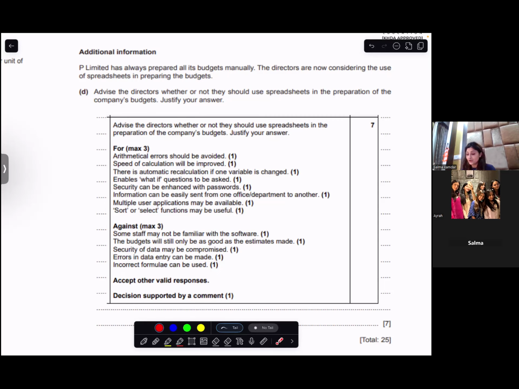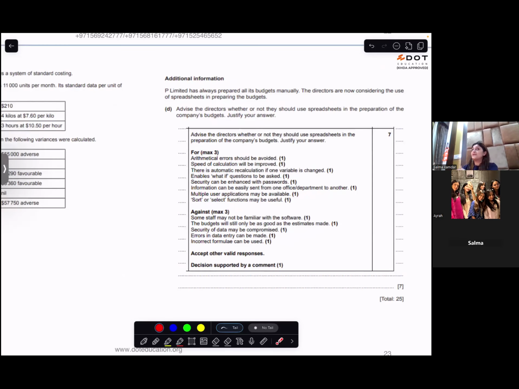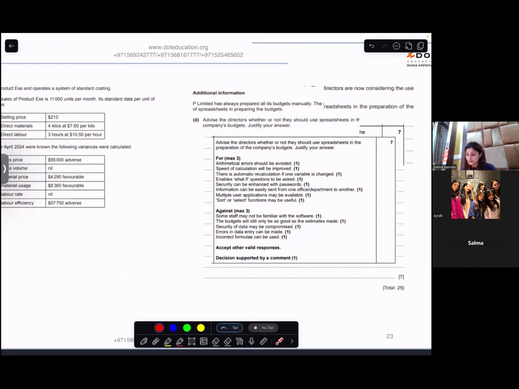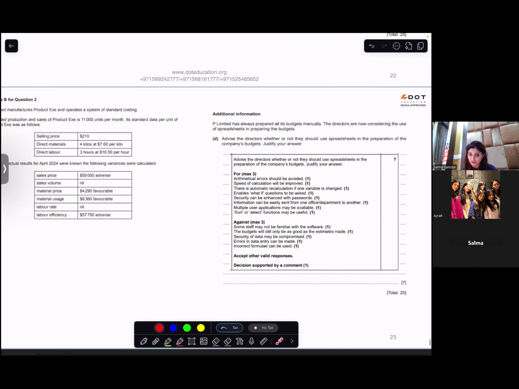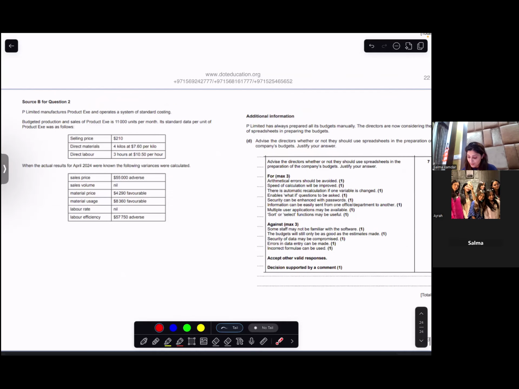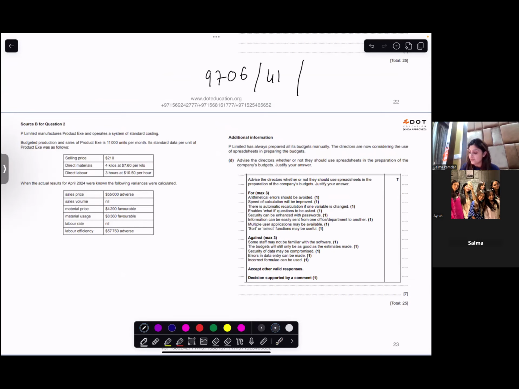It is always better to be technologically advanced with using better security features. So the company should use spreadsheets in the preparation of budgets. So with this we finish 9706 paper 41 of May June 2024 source B.